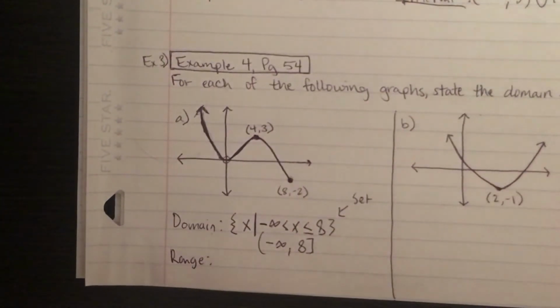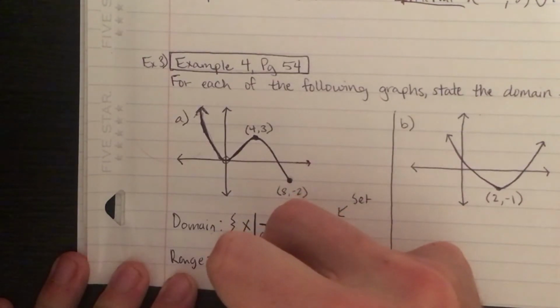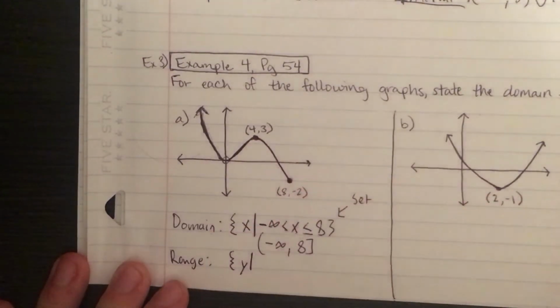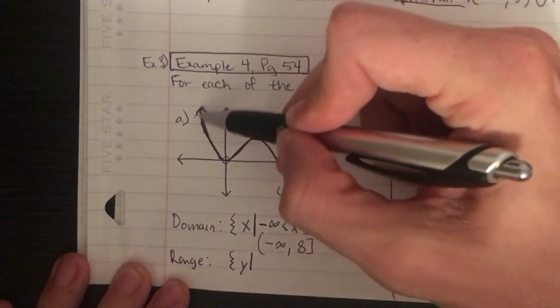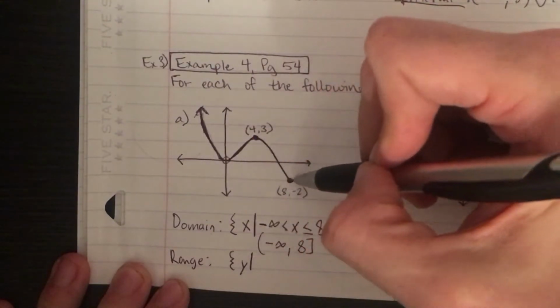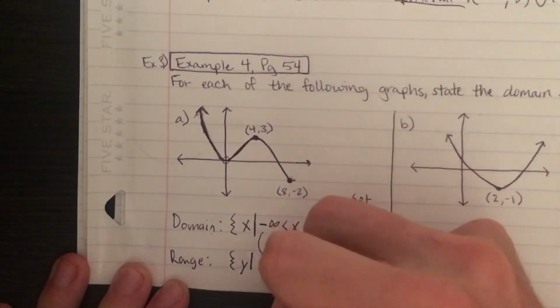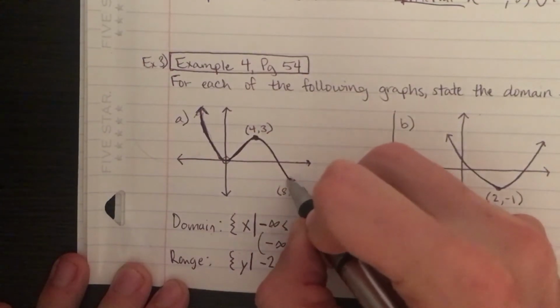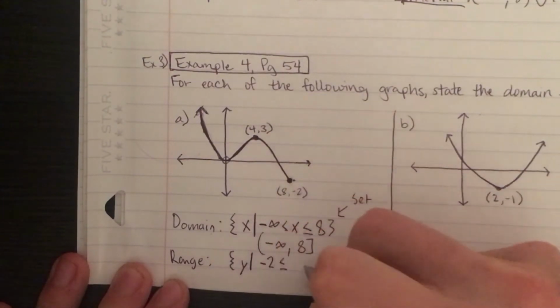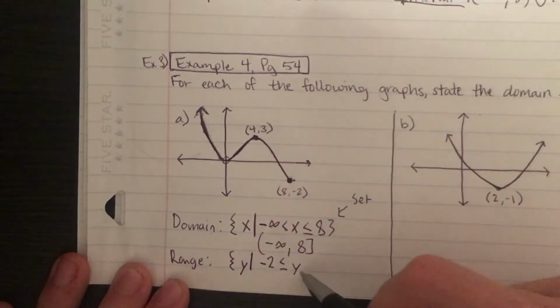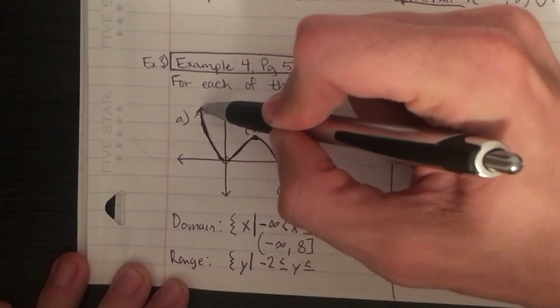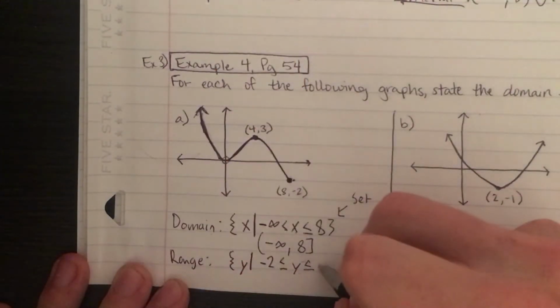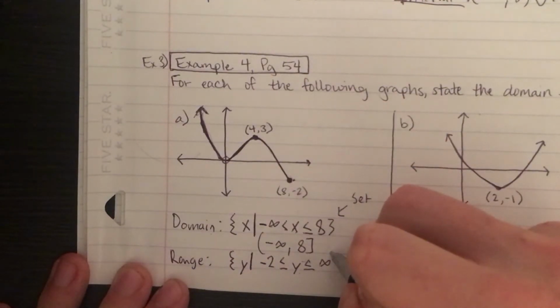So then with the range, with the y values, again, we always want to start off with the lowest y value first. The lowest y value on this graph, the lowest this graph can get, if you're looking at this axis, is here at negative 2. So negative 2 is the lowest it gets. That's a solid coordinate right there. So we're going to say negative 2 is less than or equal to y, less than. The highest this thing gets is going to be this arrow going upward, so we're going to say all the way to infinity.